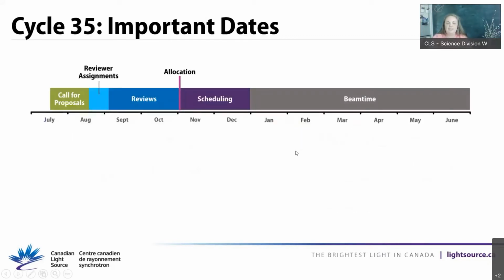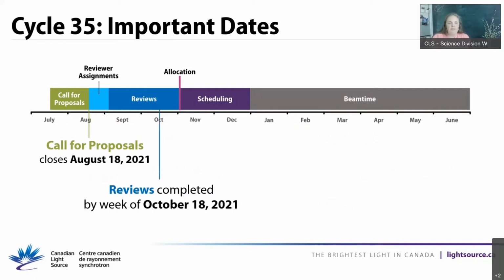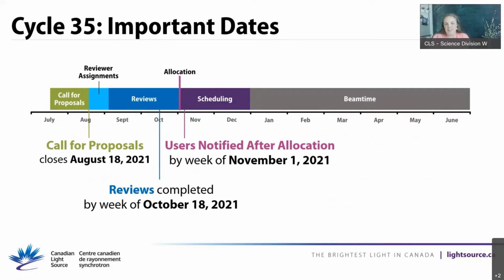So for cycle 35, which is the cycle that we're talking about in this call for proposals, some of the important dates that you need to know: in 2 weeks from today, the call for proposals closes at noon. Reviews will need to be completed by the middle of October. And then users will be notified in the first week of November about the results of allocation. So that's when you'll find out what your scientific scores were and if you were allocated Beamtime.